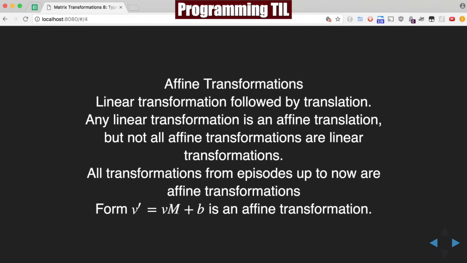Next up we have affine transformations. They are a linear transformation followed by a translation. Any linear transformation is an affine, but not all affine transformations are linear. That's because of the translation as well. All transformations from episodes up to now have been affine transformations. And they take on the form v' = vM + b, and the plus b is the translation portion.